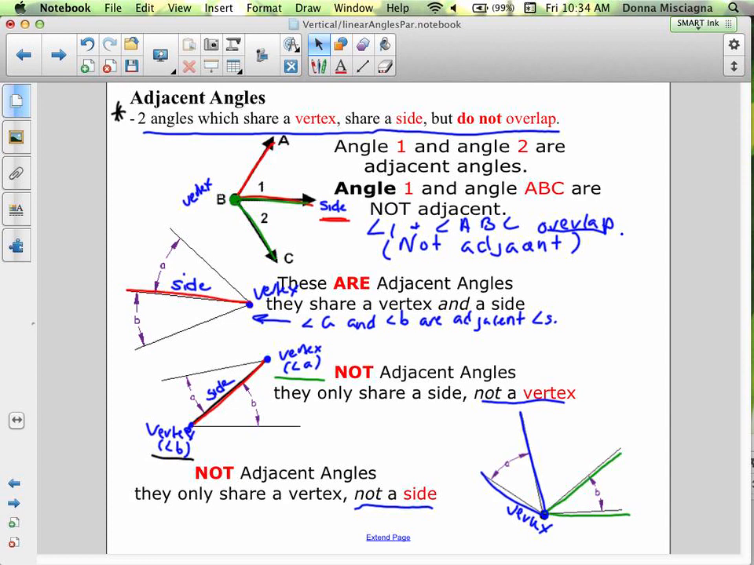And then last of all, we have our 4th example. That's also not adjacent angles. There we have angle A and angle B. The one outlined in blue is angle A. The one outlined in green is angle B. They share the vertex, but they don't share a side. So you have to share a side and a vertex, and not overlap. All 3 things have to be true for you to be adjacent angles. Adjacent angles is something we're going to be working with, and some properties apply if angles are adjacent.